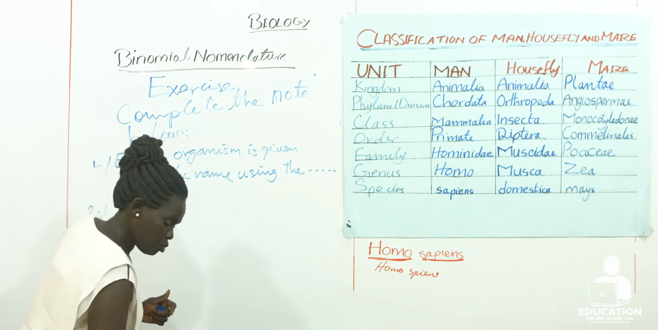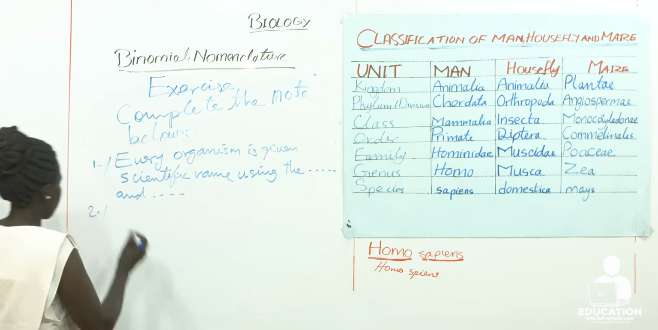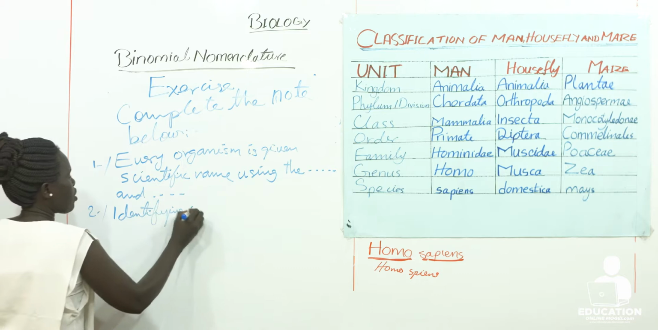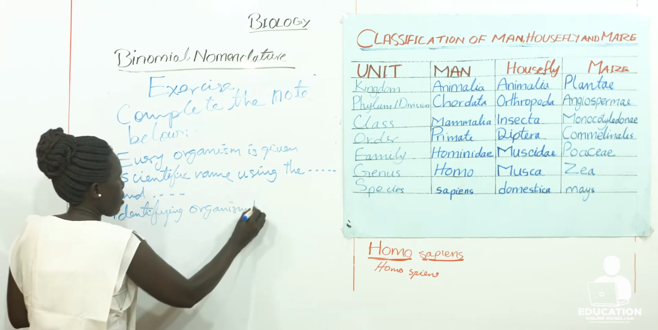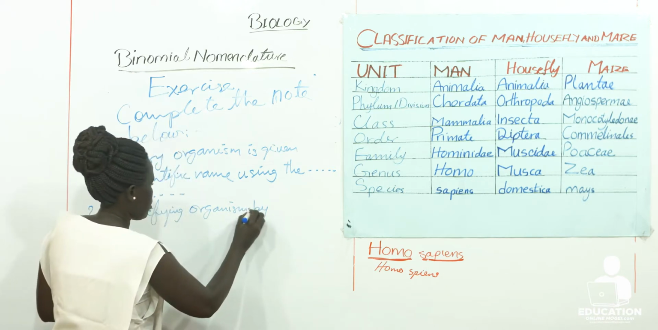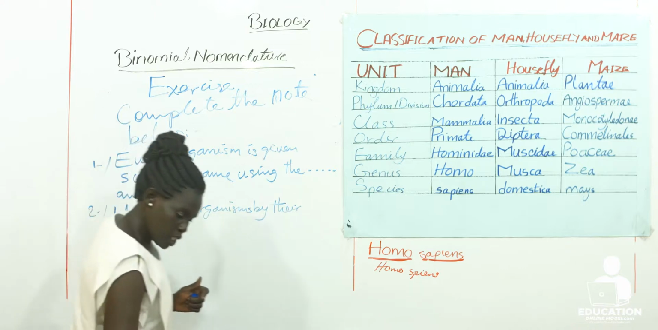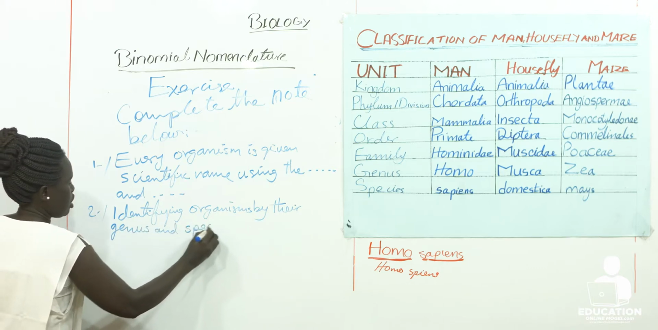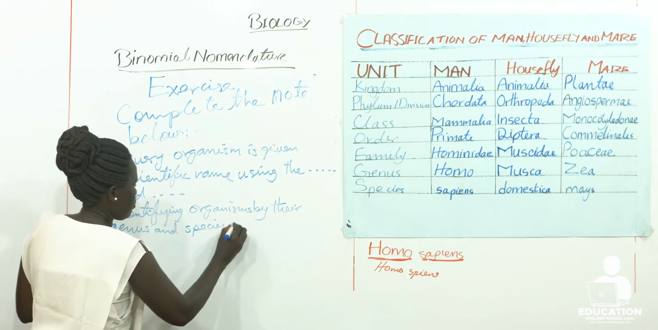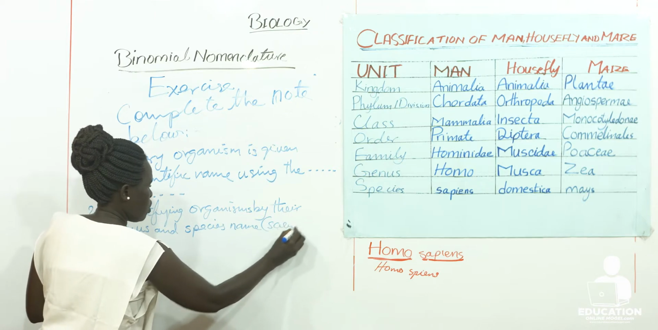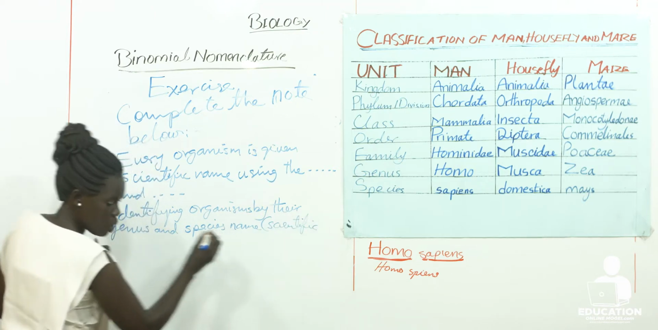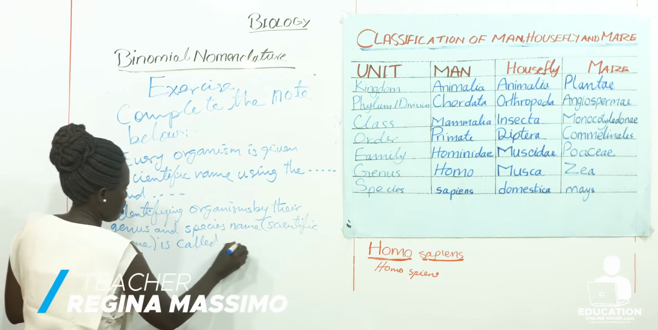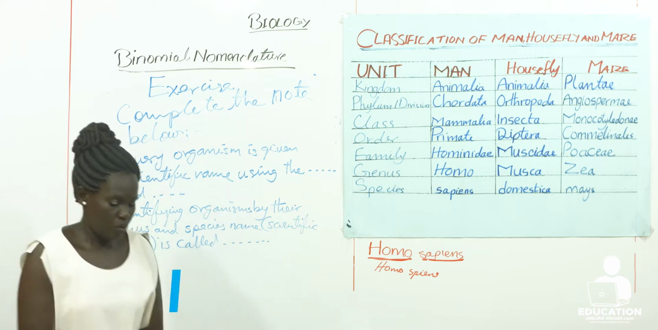Number 2, identifying organisms by their genus and species names, which is scientific, is called. So up to here.